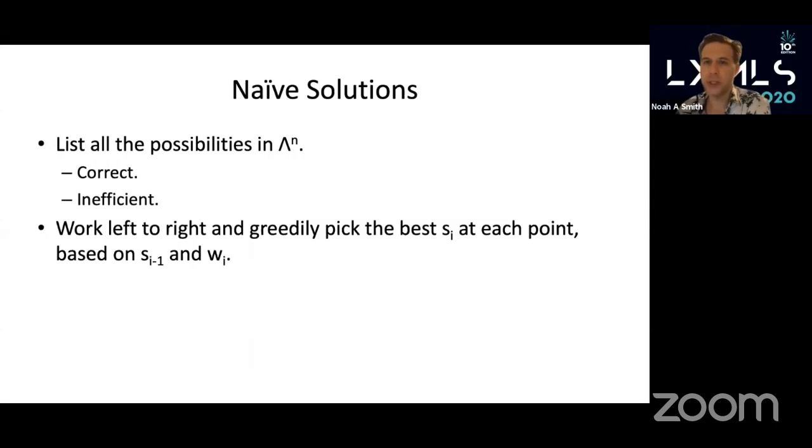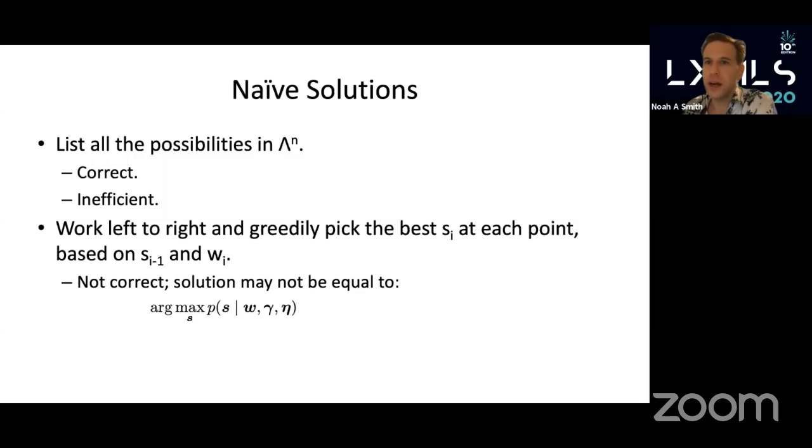Another thing that people are sometimes tempted to do is to start at the left edge and use the HMM probabilities to choose the most probable state at position i, given the previous state and the current word. Essentially, you'd be multiplying together the transition probability of s_i given s_{i-1}, with the emission probability of w_i given s_i. And then you just work left to right.